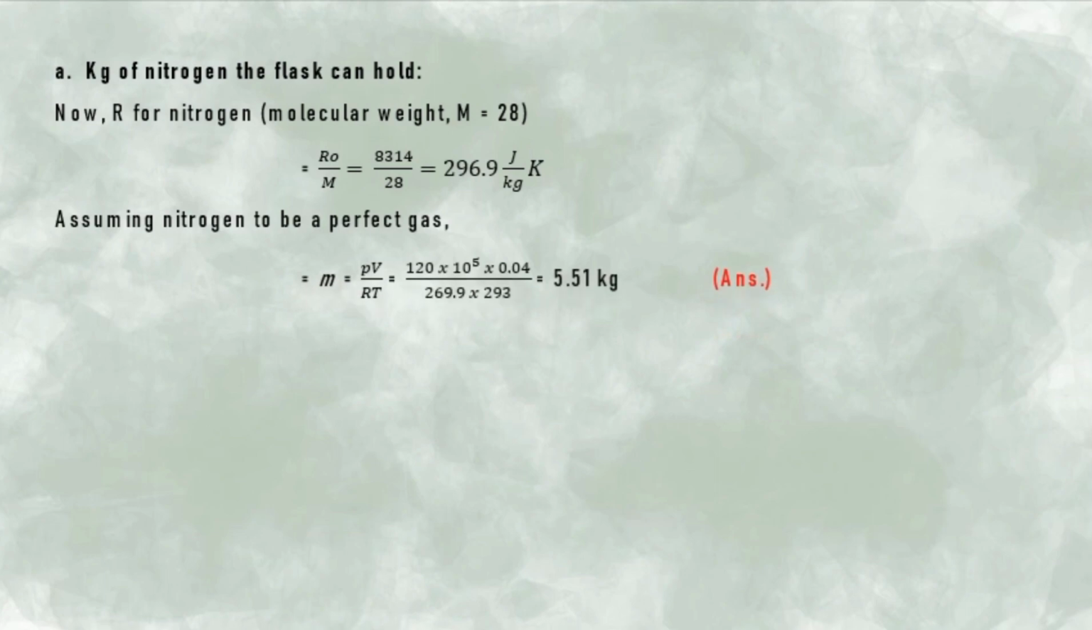We have the formula from the original equation PV equals mRT. We now derive it to mass equals pressure times volume over the gas constant times temperature. We have 120 times 10 raised to the 5th power times 0.04 all over 296.9 times 293. We have now the final answer for our mass, 5.51 kilogram.